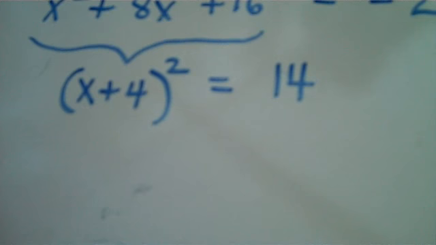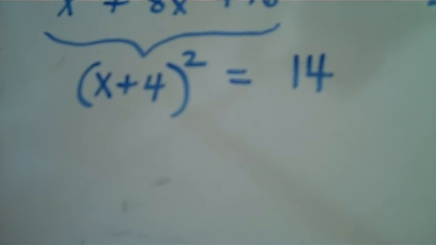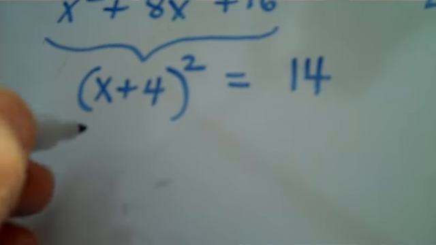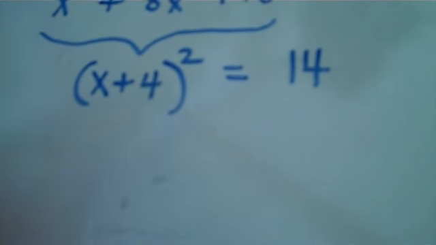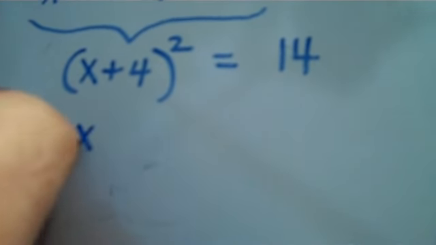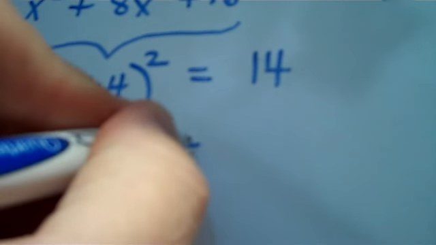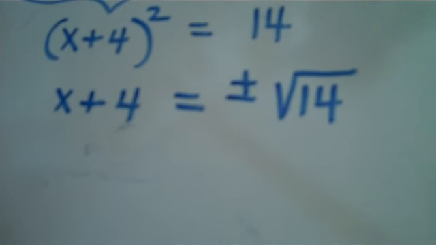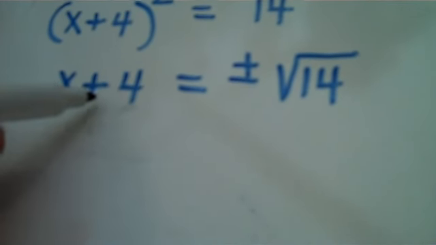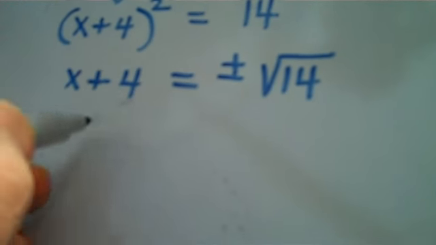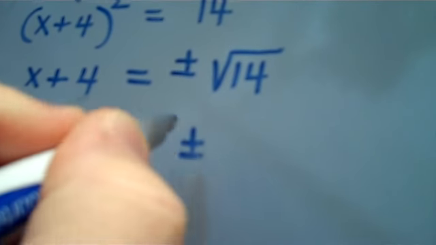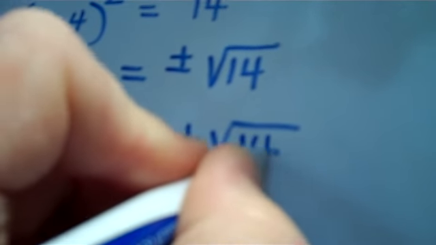And what I'm going to do now is I'm going to apply the square root property. When I apply the square root property on the left-hand side of the equation, I end up getting x plus 4. On the right-hand side of the equation, I have plus or minus the square root of 14. Now to finish, remember I'm solving for x, so I'm going to get rid of the 4. So I have x is equal to -4 plus or minus the square root of 14.